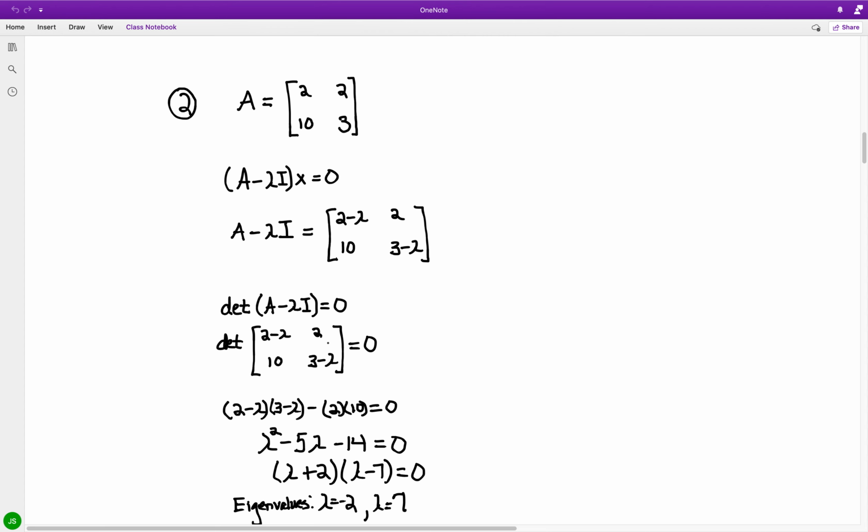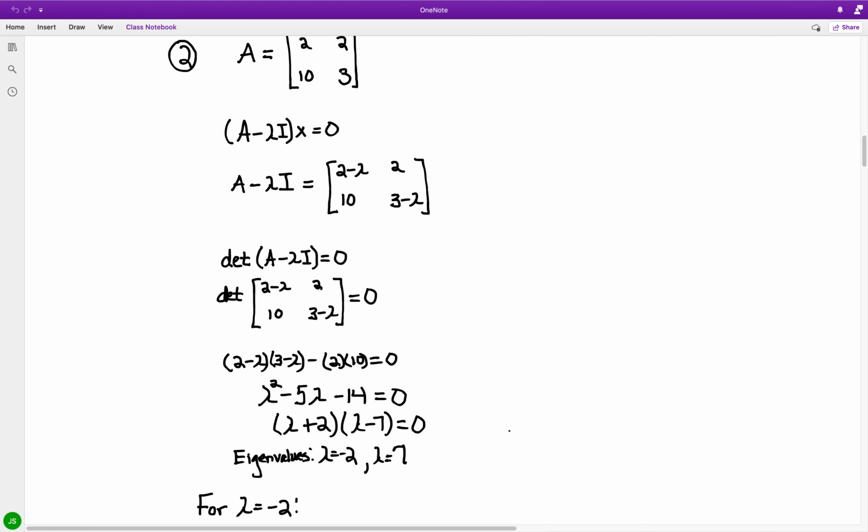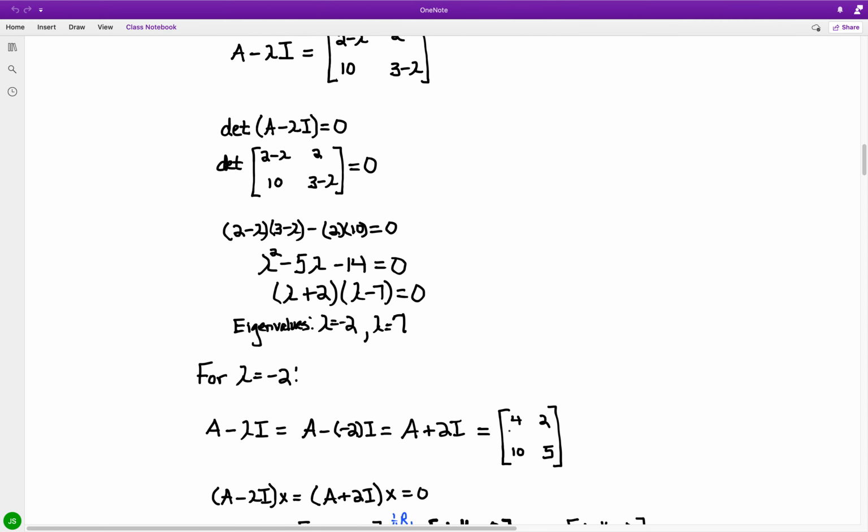So again, taking the difference between the diagonal products, we have our characteristic equation, which becomes lambda squared minus 5 lambda minus 14 equals 0, and we have the quantity of lambda plus 2 times that of lambda minus 7 equals 0. In either case, from the characteristic equation we get the eigenvalues -2 and 7. So we have two distinct eigenvalues, and now we look for the eigenvectors.